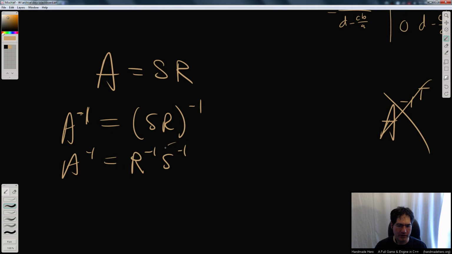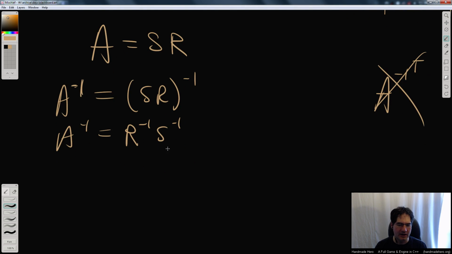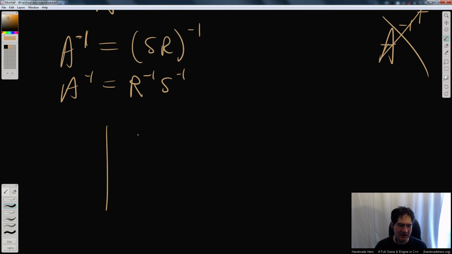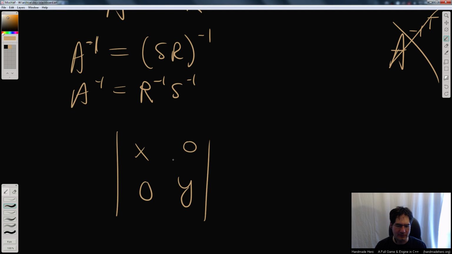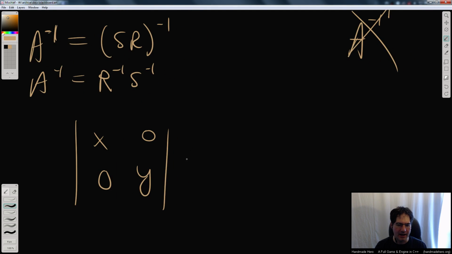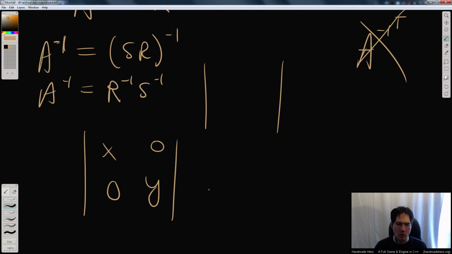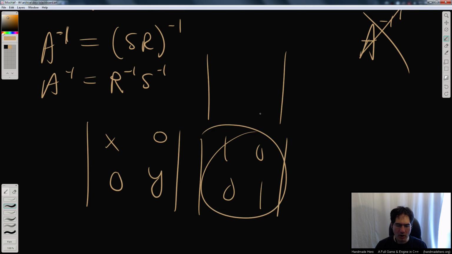And if you look at what these are, the inverse rotation and the inverse scale matrices are exactly what you just said. If I have a scale matrix, it looks like this. It's got an X scale and a Y scale and nothing else in it. It's a diagonal matrix that looks like that. And lo and behold, what would produce the identity?